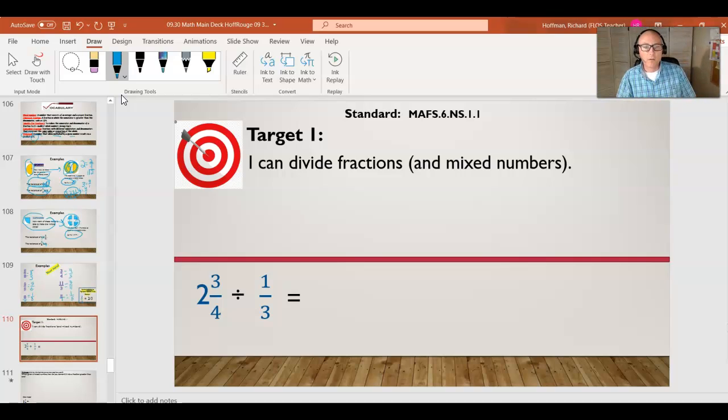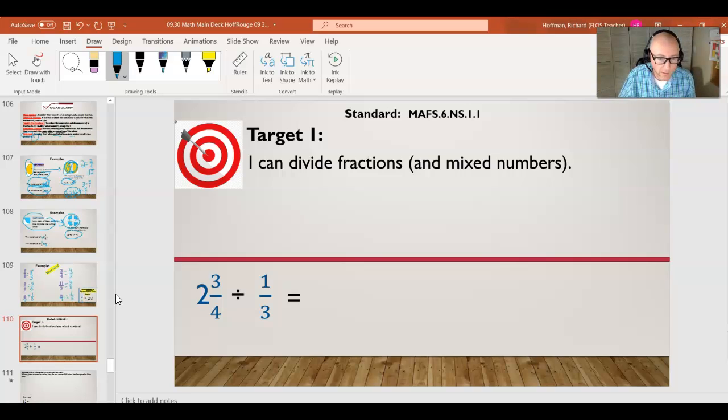So how are we doing on following our targets so far today? Can you divide fractions? Do you remember this problem? Well, what are we going to do here? It should be as easy as pi, right? Dividing fractions as easy as pi. Flip the second and multiply. Let's do this.